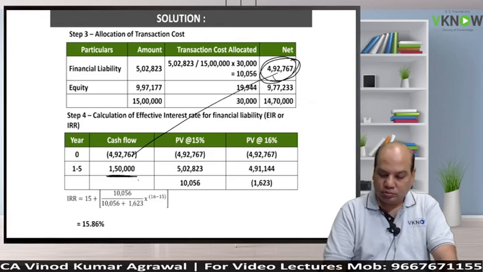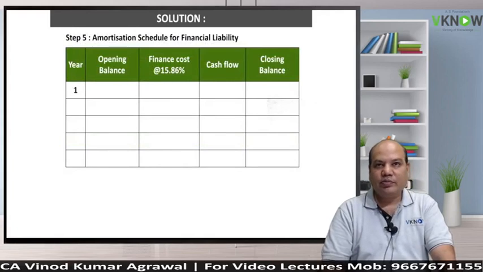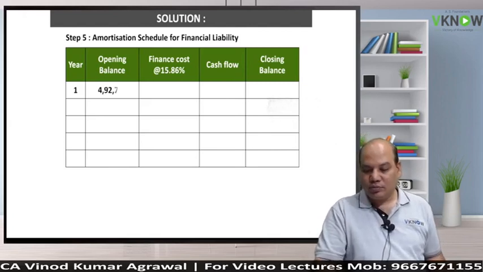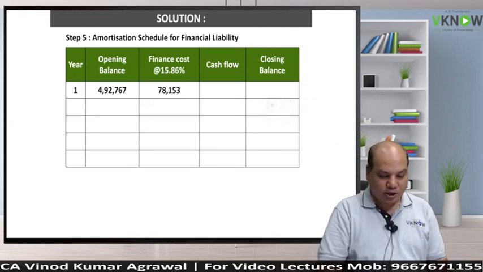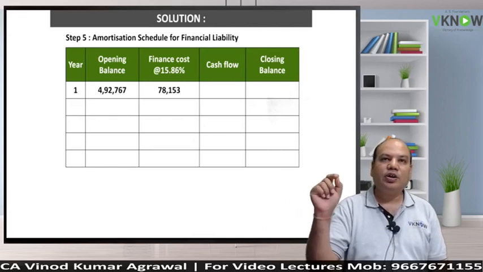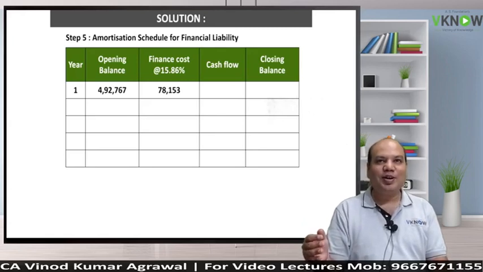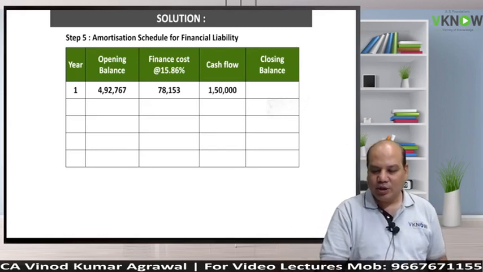Understood? Now we'll come to the amortization table, because the question is to pass journal entries. My journal entry passing will become easier if I have the interest figure readily available. Yes or no? So I will prepare an amortization table, check the calculation. Opening balance of liability, I will start from 492,767. What is the mistake the students can make here? They will take 5,02,823. You have to take the figure after deducting the transaction cost. That is why we have taken the revised EIR. If you take 5,02,823 only, then what was the point of doing that EIR calculation? Start with 15.86% of the opening balance.